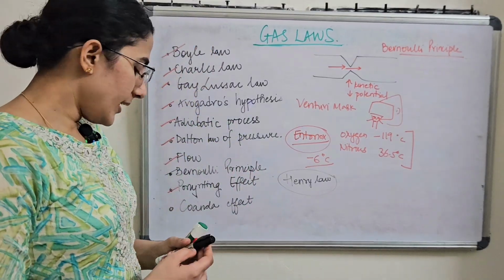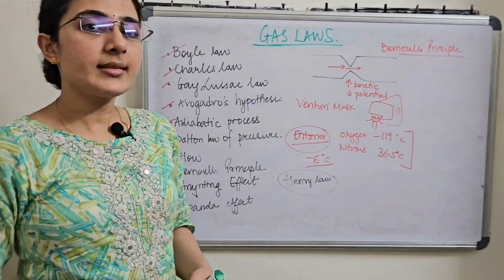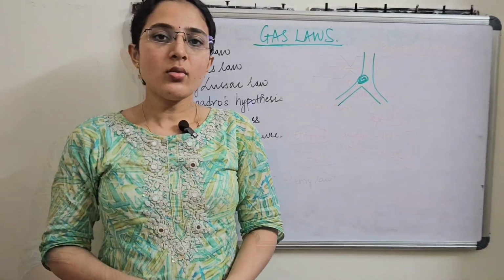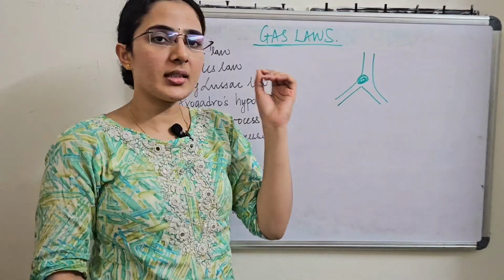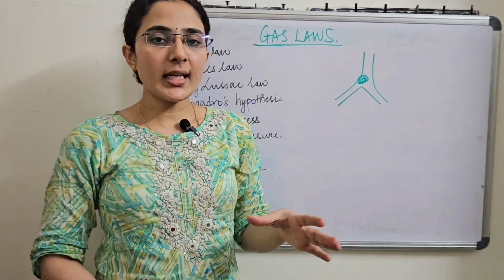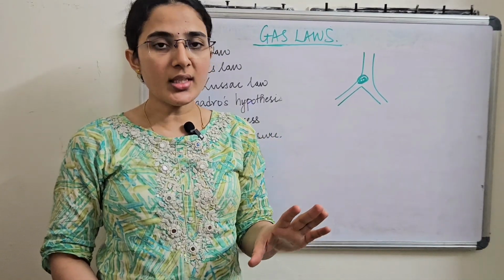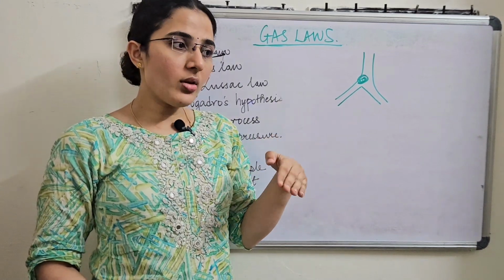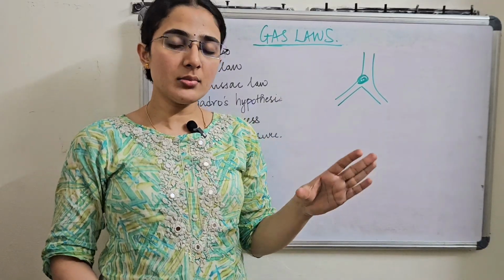Next comes the last of the gas laws which we'll be discussing in this video, which is called the Coanda effect. So what is the Coanda effect? The Coanda effect is whenever there is a constriction prior to a branching pattern, there will be a fall in the pressure and an increase in the kinetic energy because of this, and there will be a flow of the gases beyond this constriction to only one side of the branches.